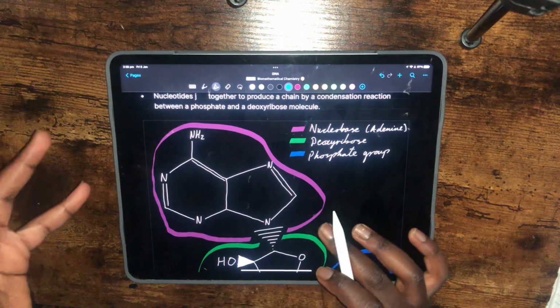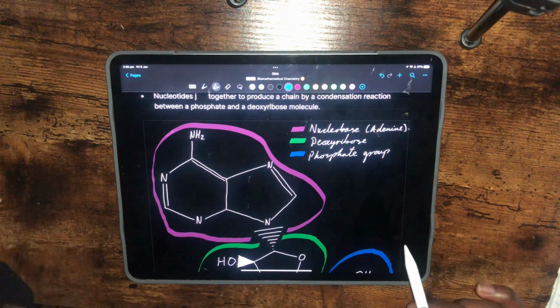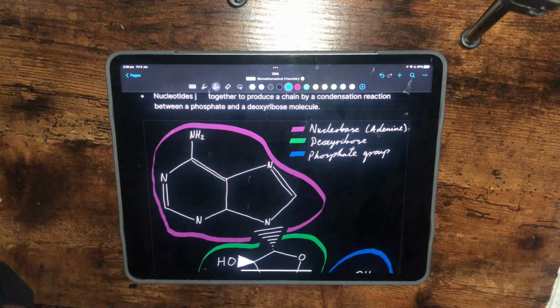It's not constant. In this case it's adenine, but it could be thymine, cytosine, guanine. And technically, if we're doing chemical understanding to it, in RNA it could also be uracil, but you don't have to worry about uracil for that. Just know adenine, cytosine, thymine, and guanine, right?